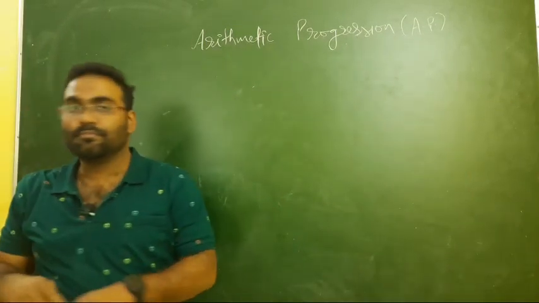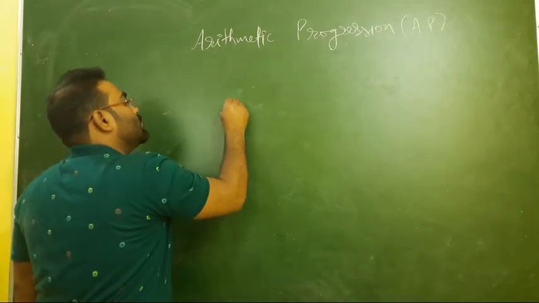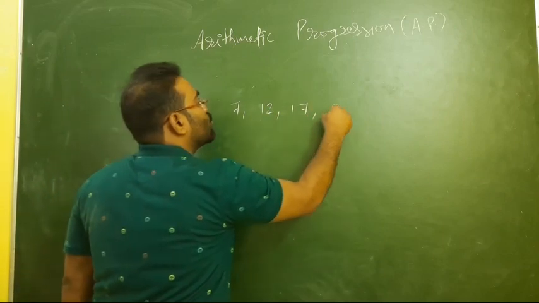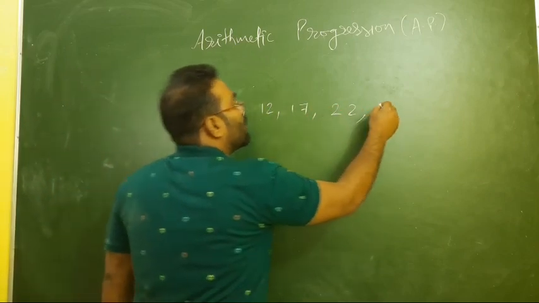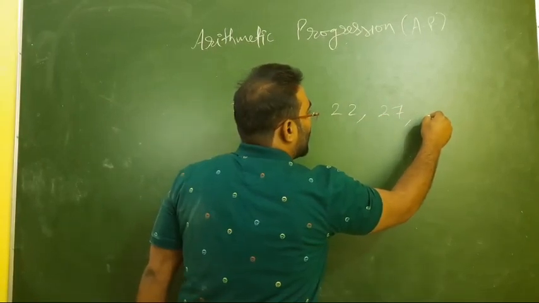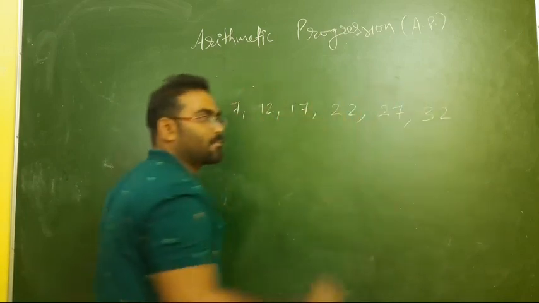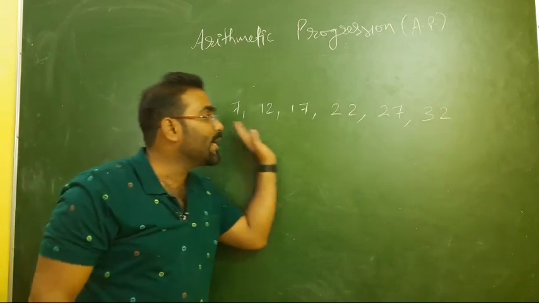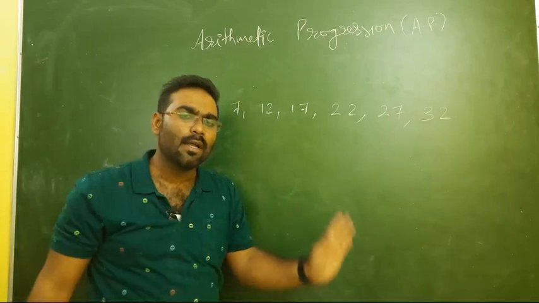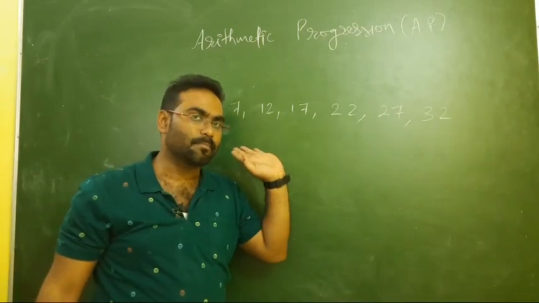Let's say I give you a series: 7, 12, 17, 22, 27, and 32. Now we have to calculate it. And what to calculate? We simply have to get the sum of the series.